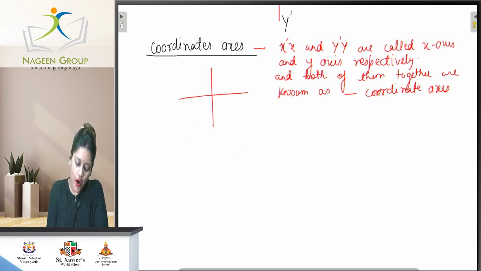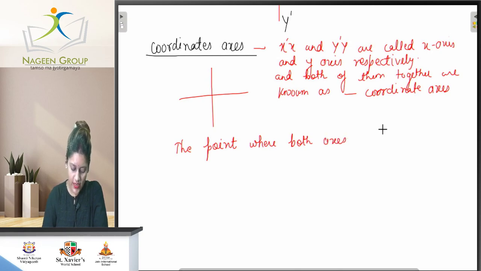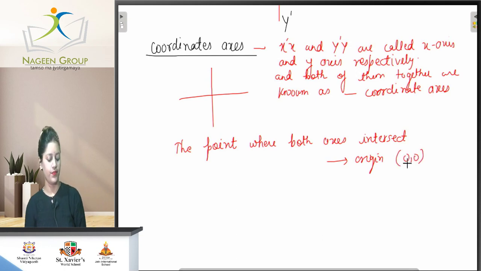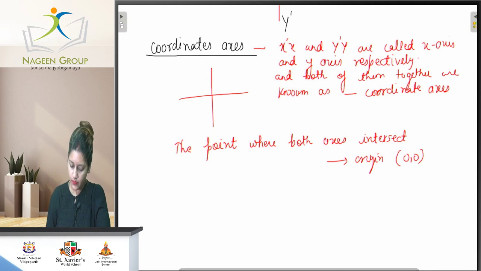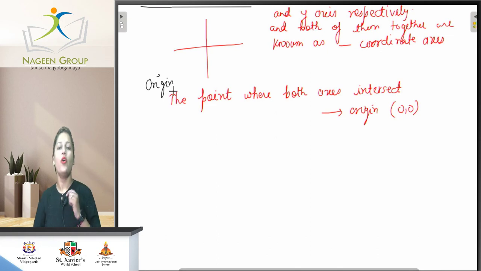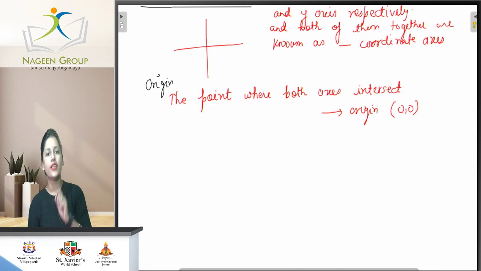Now, the point where both axes intersect, the intersection point, is the origin. What are the coordinates of the origin? That is 0, 0. This is the definition of origin: the intersection point of both the horizontal and vertical axes is known as the origin, whose coordinates are 0, 0.